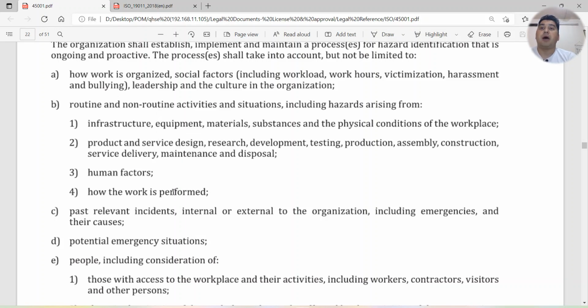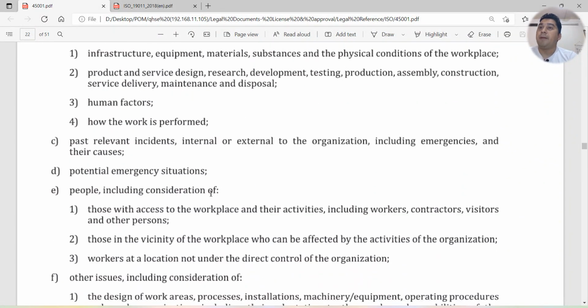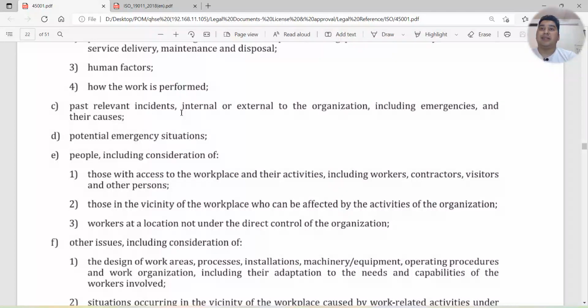How the work is performed, how you are performing the work. Let's say that instead of water-based paint, you are using solvent-based paint, so that creates higher risk. So these things need to be considered. Past relevant incidents, internal and external to the organization, including emergencies and their causes. So when you are identifying the hazard, go through the documentation process also.